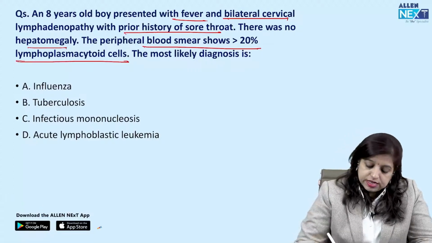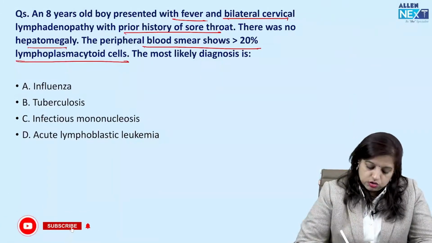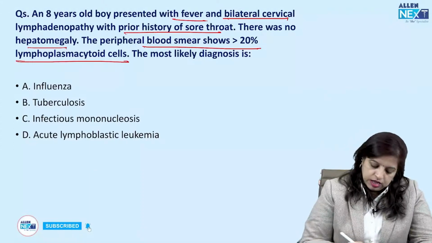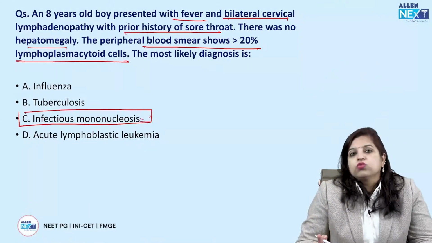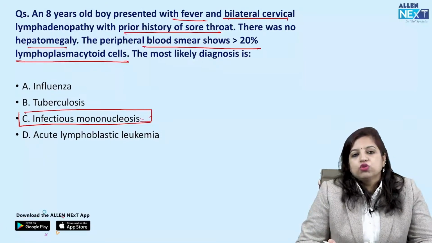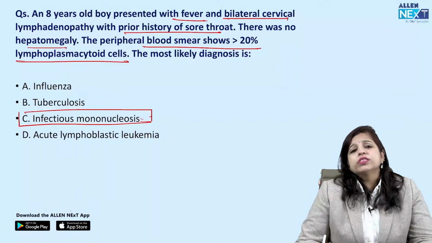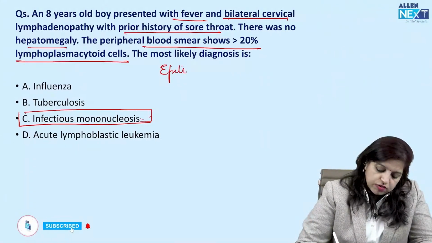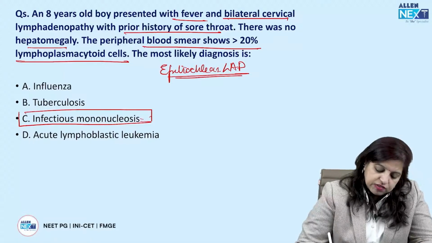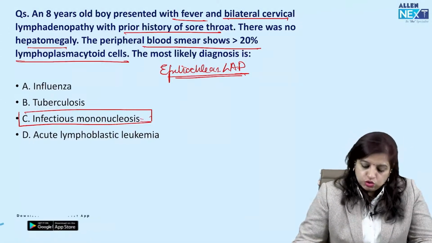That means atypical cells. Most likely diagnosis out of these 4, straight away I will go for a diagnosis of infectious mononucleosis, not acute leukemia, but infectious mononucleosis. So, when do we suspect infectious mononucleosis? If they would have given me a history of epitrochlear lymphadenopathy, I would have been more happy because this is very, very specific for infectious mononucleosis.